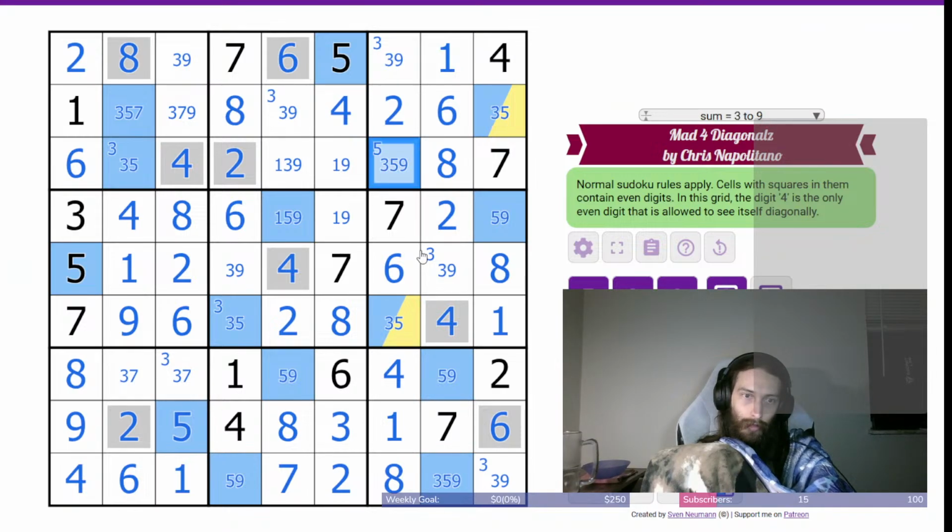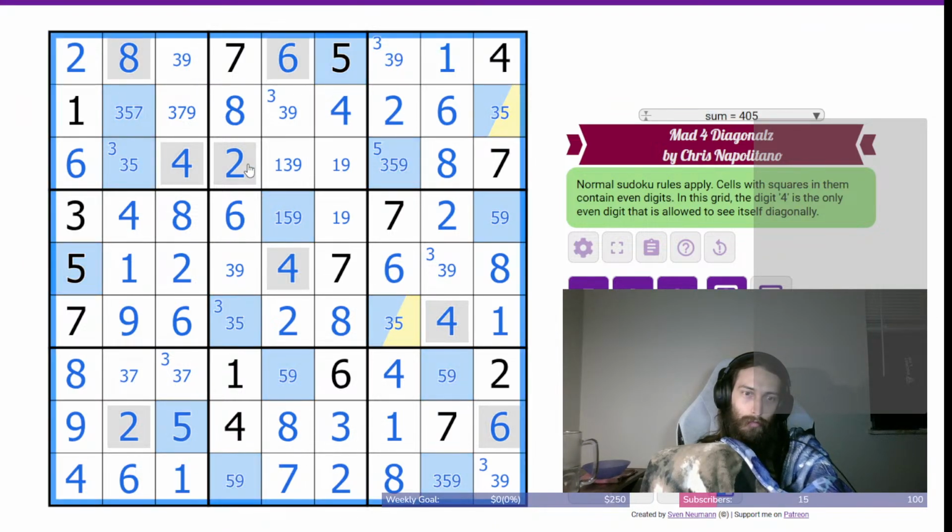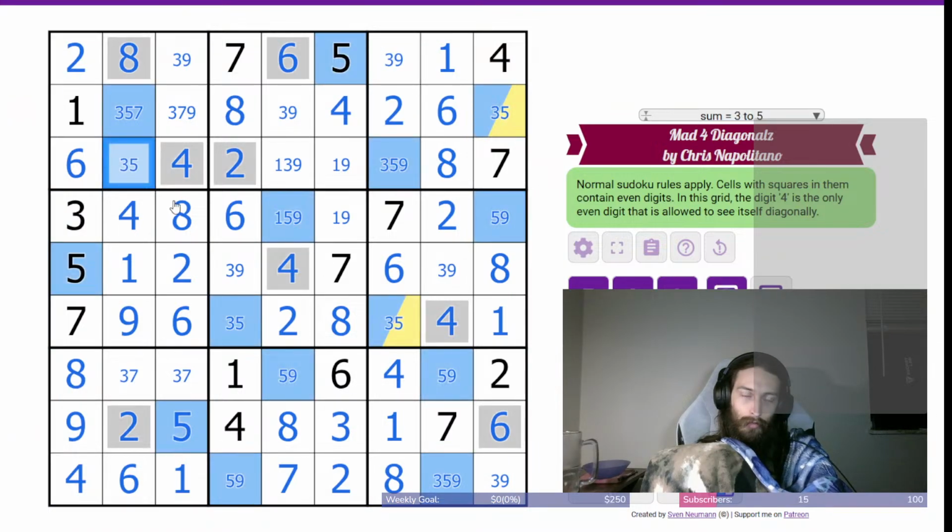But you'd end up with a 5 here. Wait, would you? Yeah. Because where else is 5 in this row? Oh, but then you can't have a 9 in box 3. That too. So yeah. So this can't be a 3, because then it would place the 3 up here, and the 5 there, and would break this. So that's a 5.